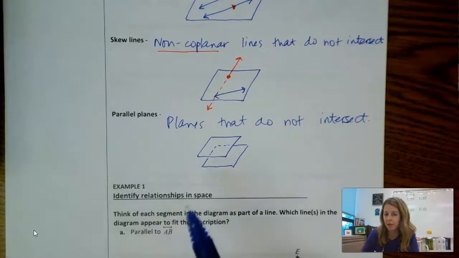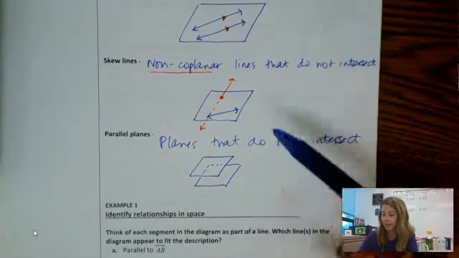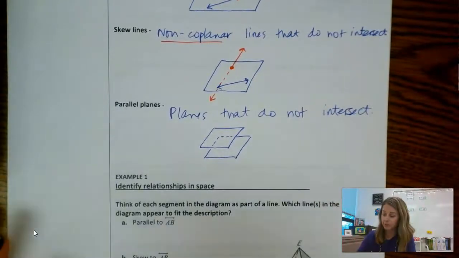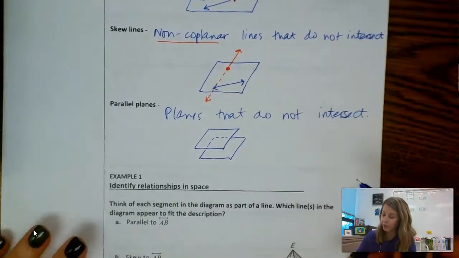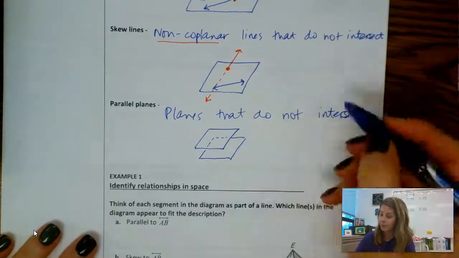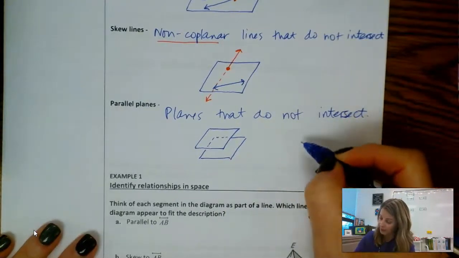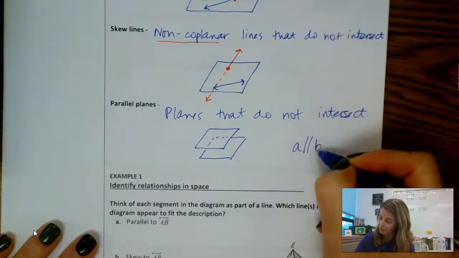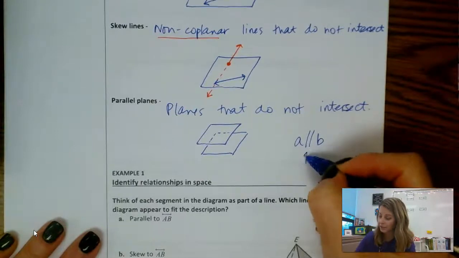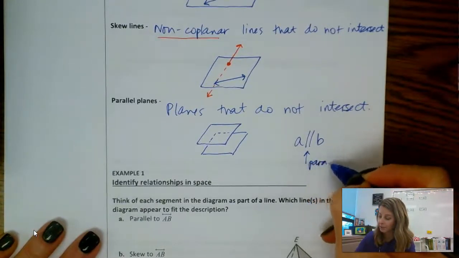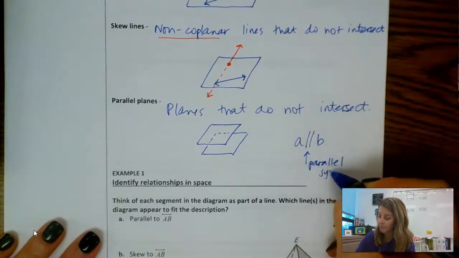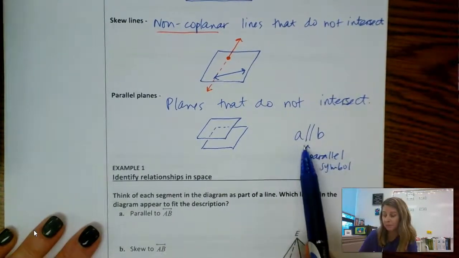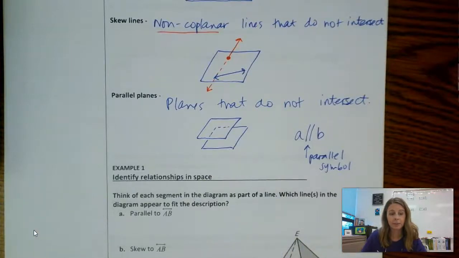Planes don't really have markings on them like we do on lines here. Another item that is important is the parallel symbol. If I were trying to say that two things were parallel, sometimes it looks like this. Like I might say that A is parallel to B. So this right here is the parallel symbol, and it looks like the two L's in the word parallel. Okay, so we'll start to see that symbol quite a bit.